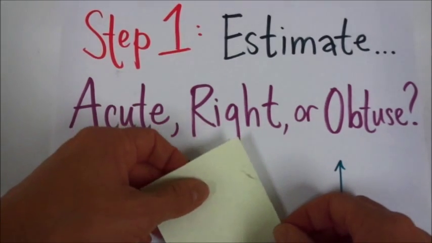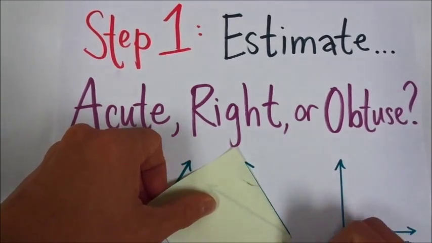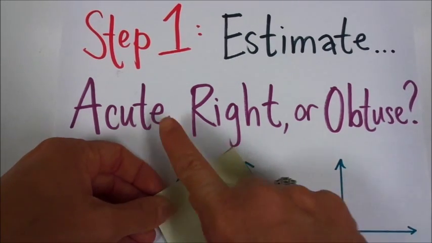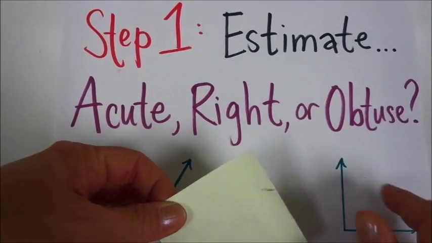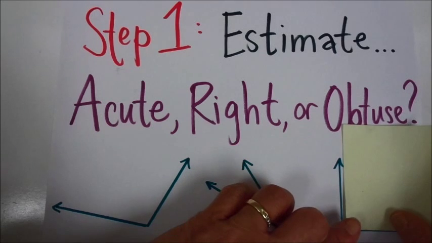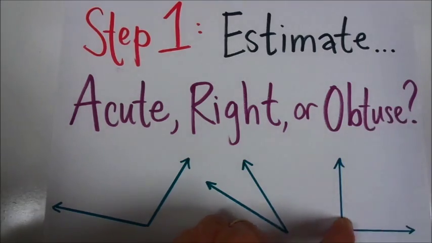If I try and line this up in the corner or the vertex of our angle, it covers it over. So it's smaller than that corner or a right angle, so it's got to be acute. And in this case, the corner of our paper measures up perfectly with the vertex, so there's a likely chance that that's a right angle.